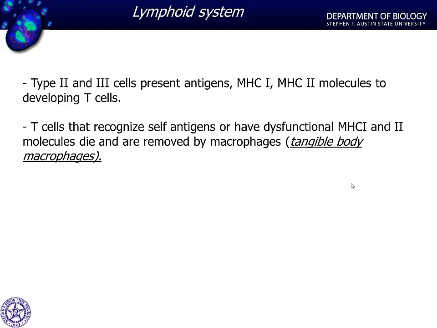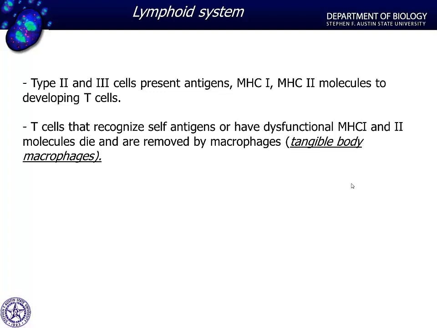Now, in addition to their structural role, type 2 and 3 of these epithelial reticular cells are also going to be APCs. They're going to present antigens, the major histocompatibility complex 1 and 2 molecules, and they are going to work to present them in the screening process to our developing thymocytes.